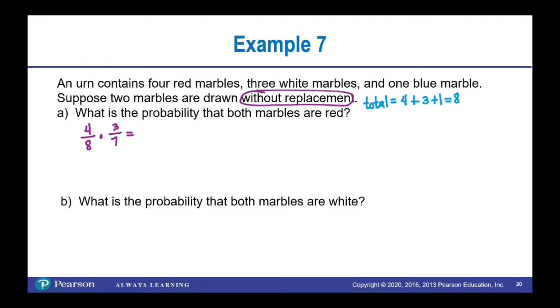Multiply here. 4 goes into 8 2 times. Multiply your numerators, which gives us 3, and multiply the denominators, which gives us 14. Now what if we want to know the probability that both marbles are white? There are 3 white marbles and 8 total marbles. Multiply. If we take out a white marble, we're left with 2 white marbles and a total of 7 marbles. 2 goes into 8 4 times. Multiply the numerators. 3 times 1 is 3, and 4 times 7 is 28.